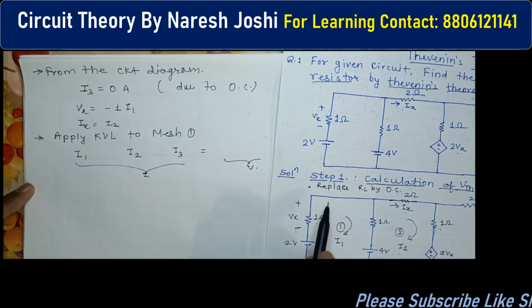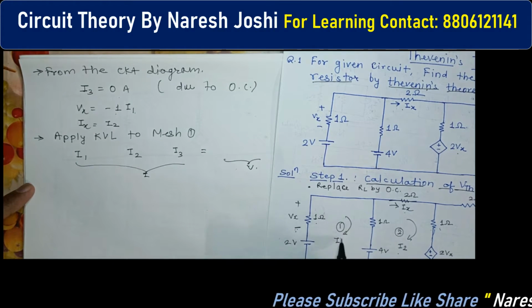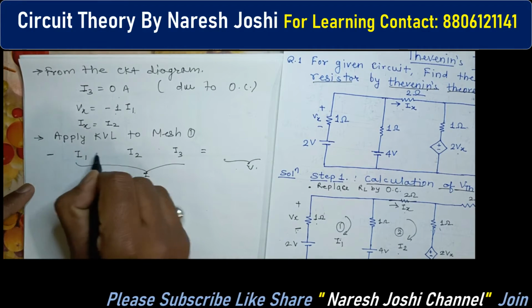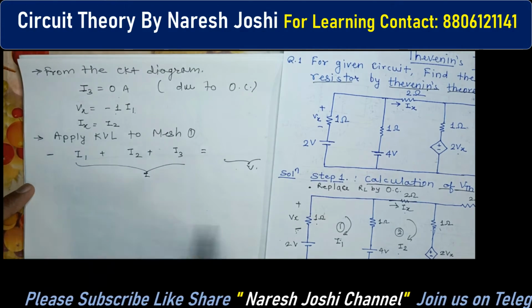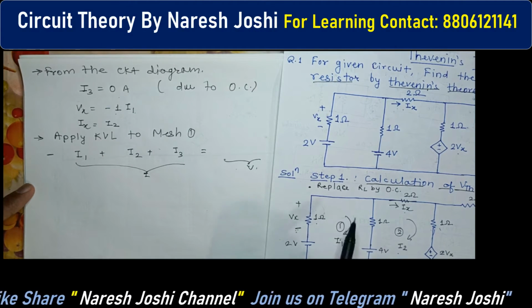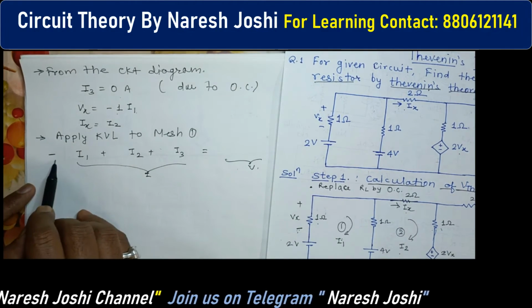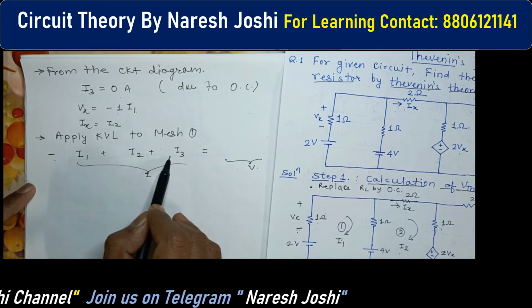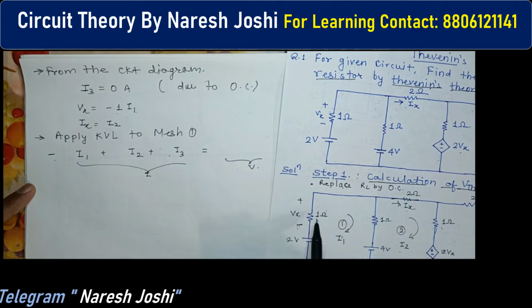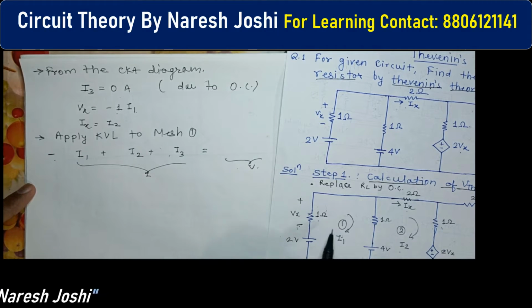So now we have to see, applying the KVL to mesh 1. We will consider this mesh current as negative, and all the remaining ones will be positive. In the mesh to which we are applying the KVL, that mesh current will be negative, remaining all will be positive. After that, you have to check through which resistance current I1 is passing.